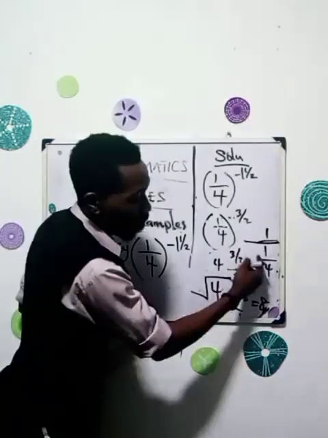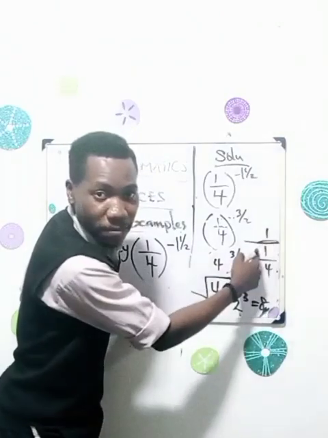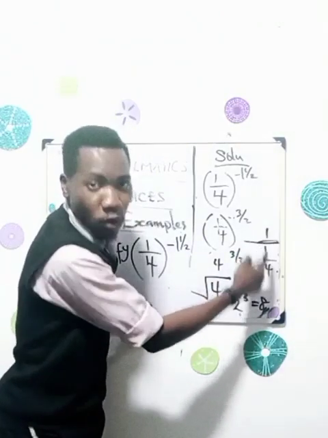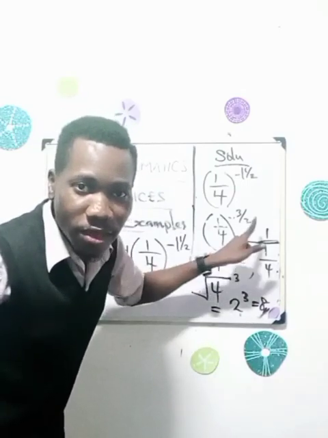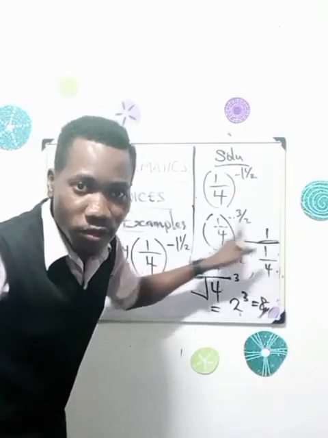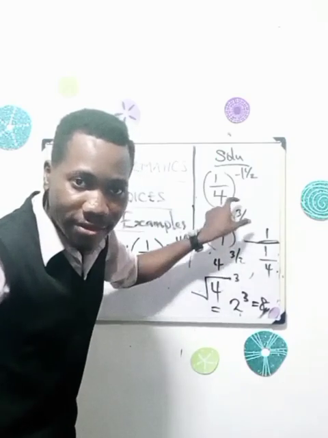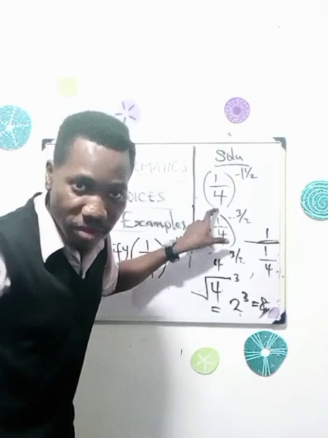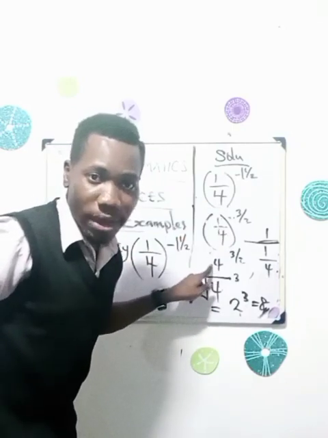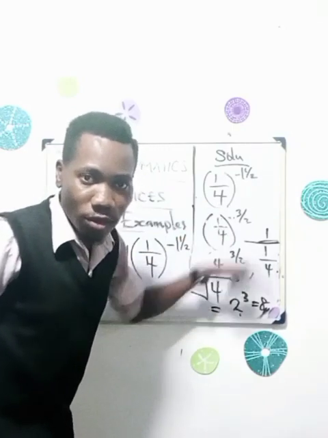1 over 1 over 4 means 1 divided by 1 over 4. So 1 divided by 1 over 4 gave us the 4, so we could take out the bracket. This bracket was telling you that this thing is affecting not just the 1, but also the 4. But now we only have one number here, so there's no need to put the bracket again, okay? So we are done with that.